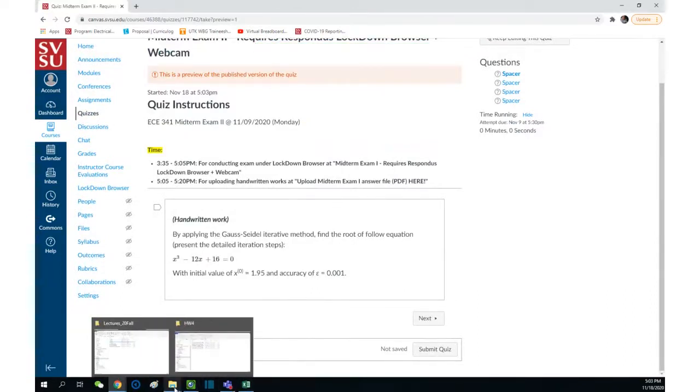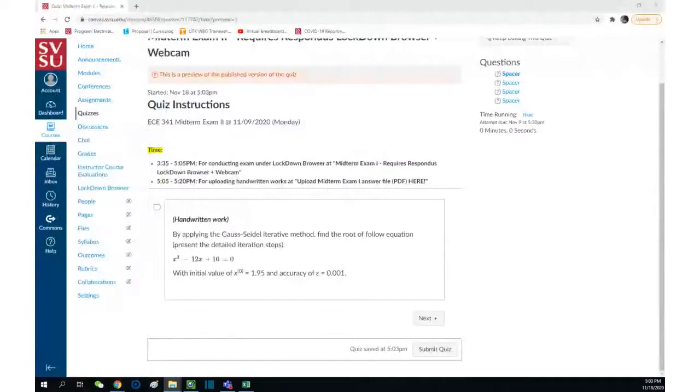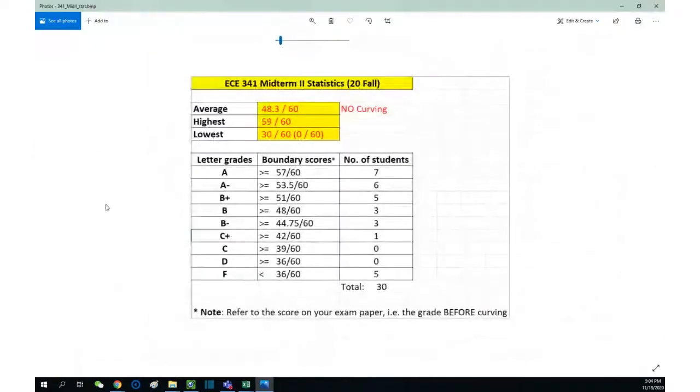Also, I think it's fair to bring up the statistics we eventually end up with. Obviously, the overall performance this time is pretty good. I'm not seeing any big problem at all. I'm not seeing any problem repeated from the last exam.